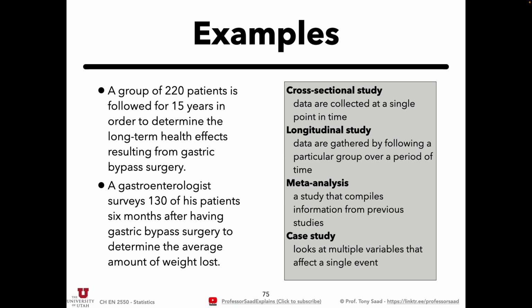Okay, a gastroenterologist surveys 130 of his patients 6 months after having the surgery, gastric bypass surgery. So that's one instance in time. So, the patients had the surgery, they start the arrow of time. After 6 months, he takes a measurement. That's a cross-section. He cut the timeline. That's the cross-section in the timeline, okay?